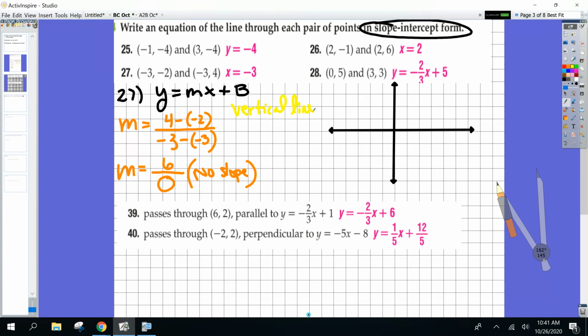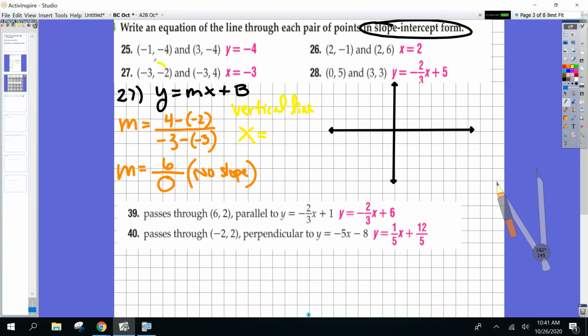A vertical line has what equation? Does it start with y equals? Does it start with x equals? A vertical line. Well, think of a vertical line in your head right now. What axis will it always cross? A vertical line will always cross the x-axis. We just have to figure out what number it's equal to.